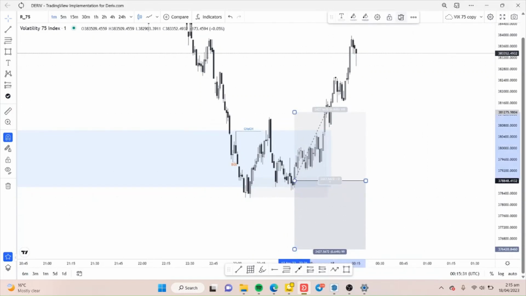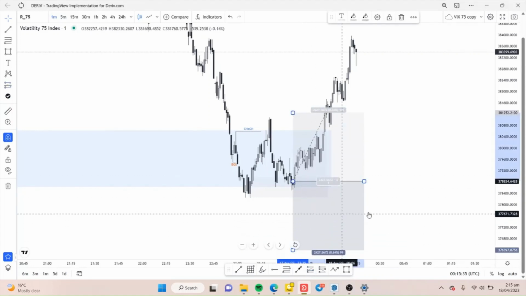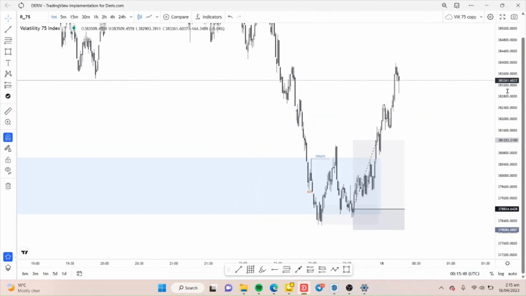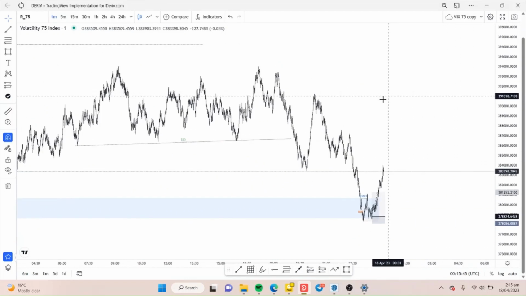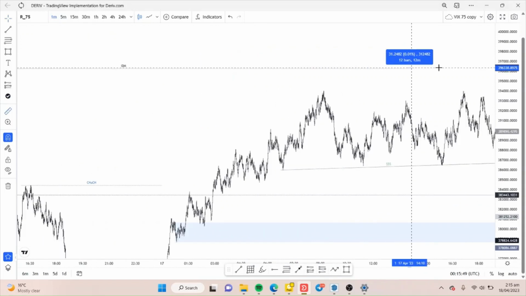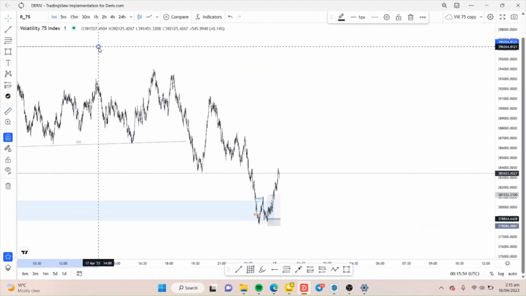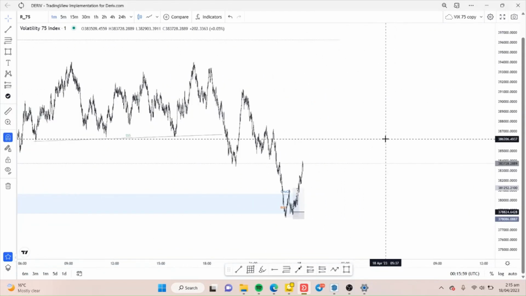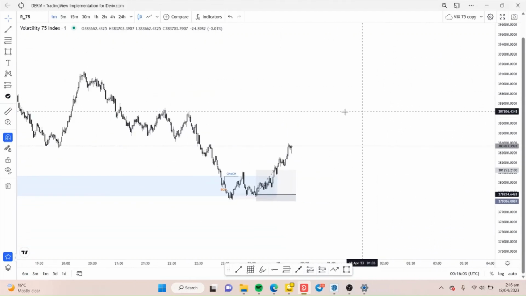Did I take the long one? So, and then obviously we'll be targeting the inducement level here, but of course with our knowledge, market can continue going to the upside after touching this inducement.